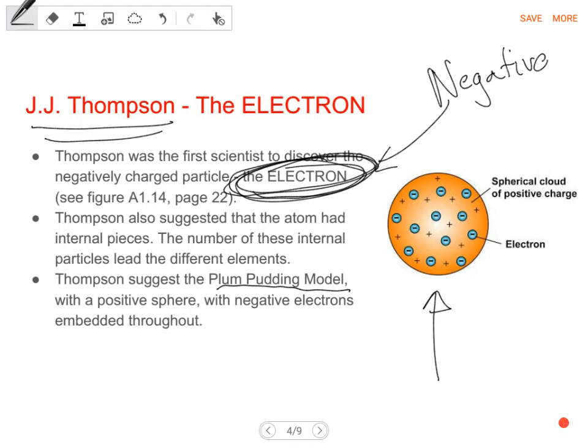The electron will play a huge role in our bonding. It'll play a huge role as you move into chemistry 20, chemistry 30, physics. So this is a big discovery.